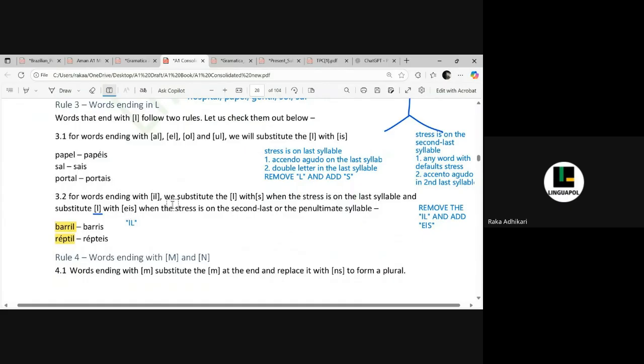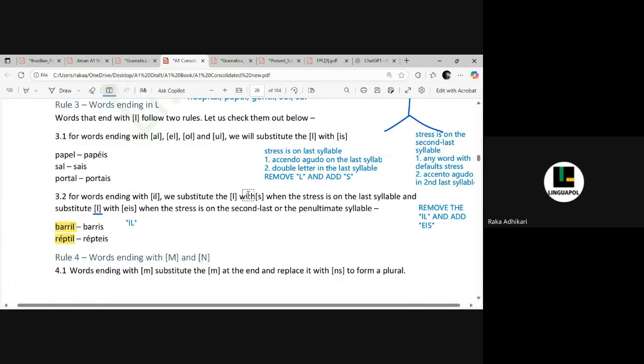Then for 3.2, we are talking only about the words ending in IL. Only IL. Even within IL, we can divide it into 2 categories. First category talks about when the stress is on the last syllable of the word. And the second category talks about stress is on the second last syllable of the word. Now coming to the first category, if the stress is on the last syllable of the word, then we remove the L and we add S, not IS. Okay. We already have I there. So we'll remove the letter L and we'll add S for the first category.